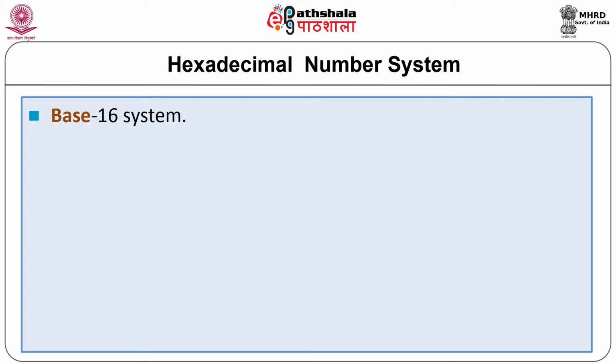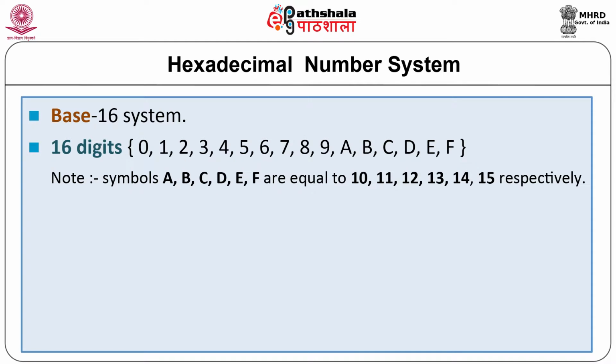Hexadecimal is a base 16 system. It contains the digits 0 to 9 and the letters A to F, that is 16 digit values. These 16 digits are 0 to 9 and letters A, B, C, D, E and F. Note that the letters are equivalent to 10, 11, 12, 13, 14 and 15 respectively. The symbols in this system are often referred to as hexadecimal digits. The letters A to F represent the unit values 10 to 15.